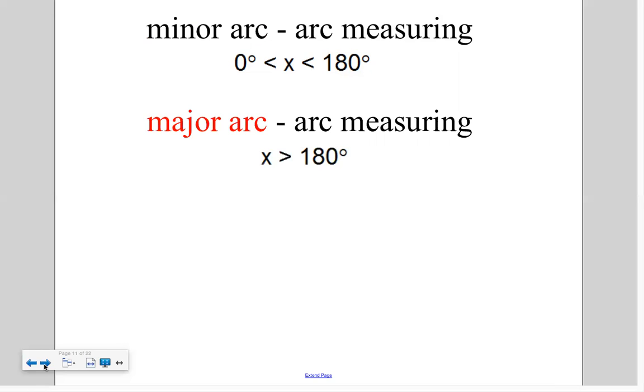A major arc is an arc that is greater than 180 degrees. The reason we need to differentiate between the two is because I could put 2 points on a circle, and there are 2 arcs I can make from those 2 points. I can make this green arc, and I can make this blue arc. We have to be able to differentiate between the two.